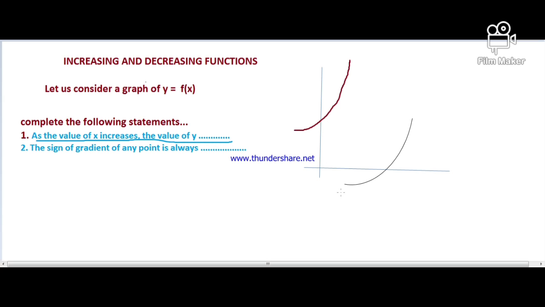When we think about the first question, look at the graph. When x increases, the graph always moves from the left side to the right side. So when x increases, you can find an increase in y, isn't it? So that's the answer for the first question. As the value of x increases, the value of y also increases.